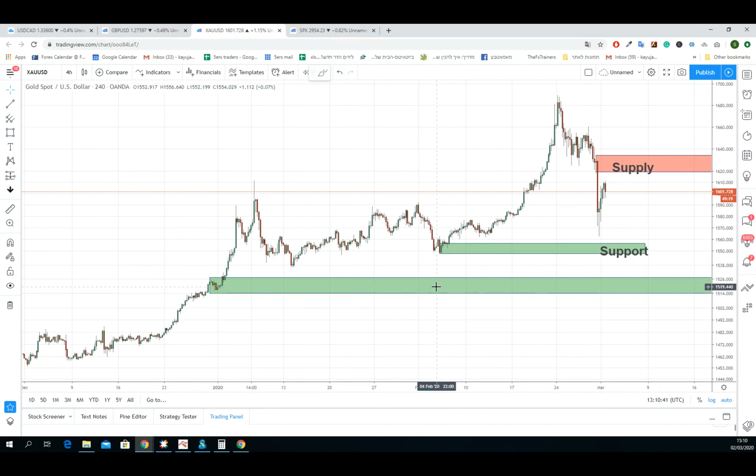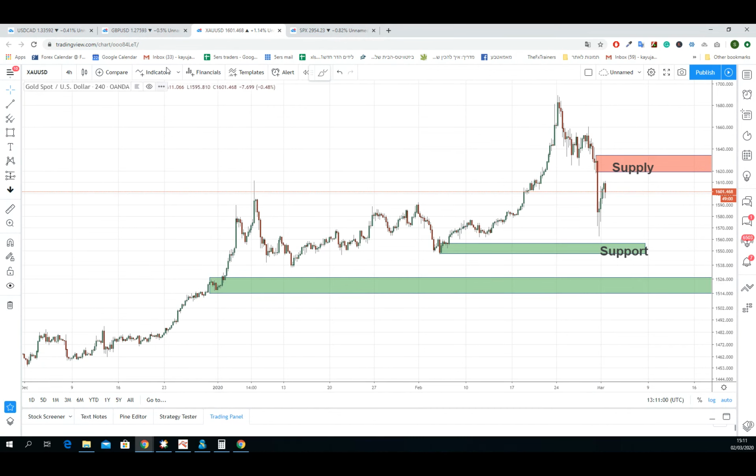Here. So that will be the final target. It's a kind of demand, not that strong and not so safe to buy at this kind of demand, but it definitely can be a final target for the sell position.